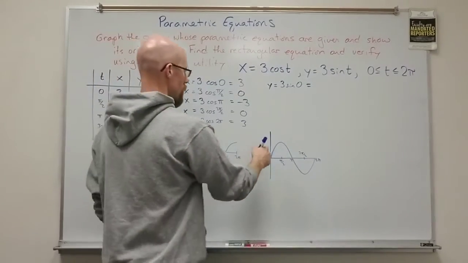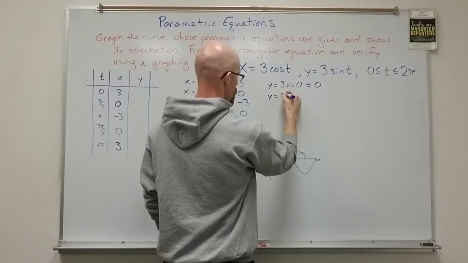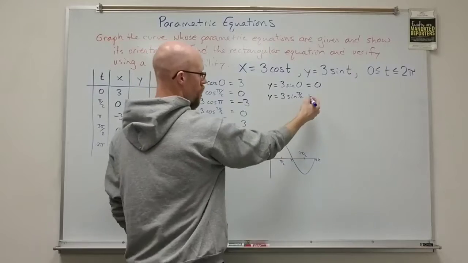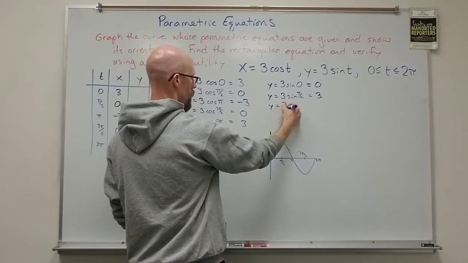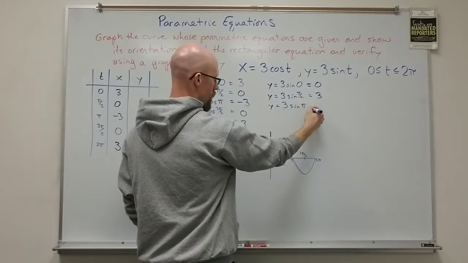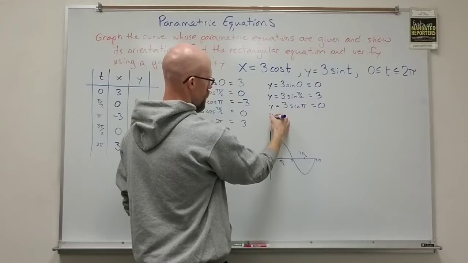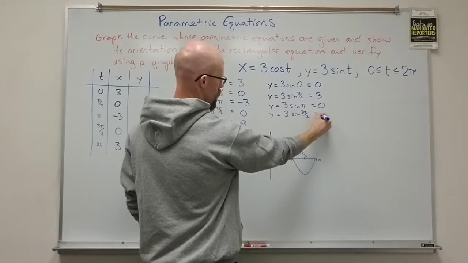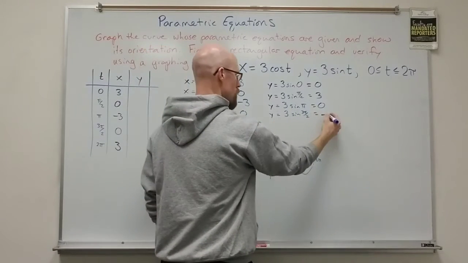So 0, sine of 0 is 0, so that's 0. 3 sine pi over 2, if I do pi over 2, that'd be 1. 3 times 1 is 3. 3 sine of pi. Pi is back down to 0, so 3 times 0 is 0. 3 sine of 3 pi over 2. The sine of 3 pi over 2 is -1. -1 times 3 is -3.